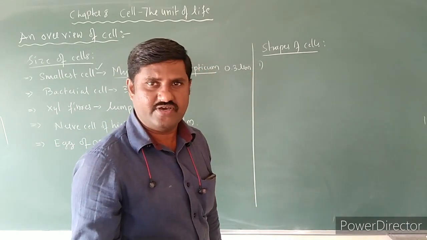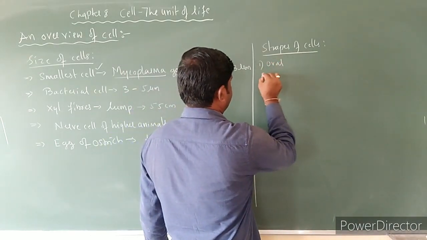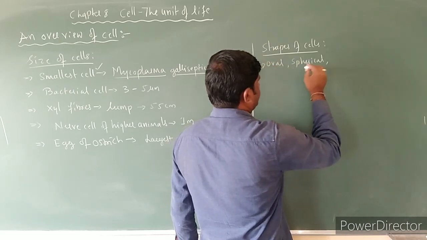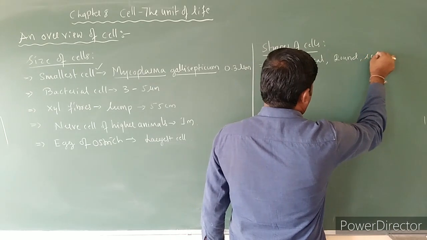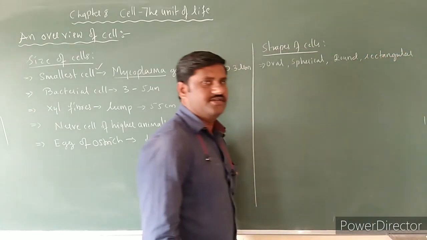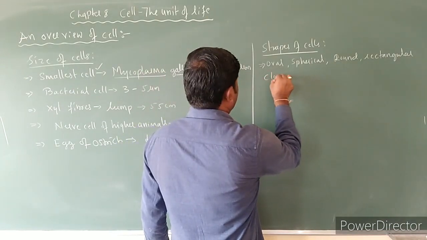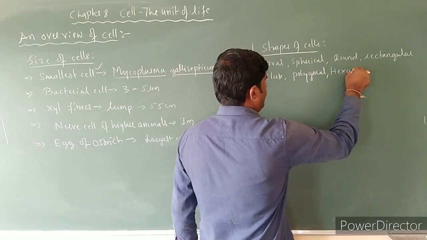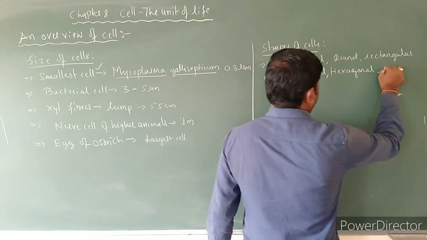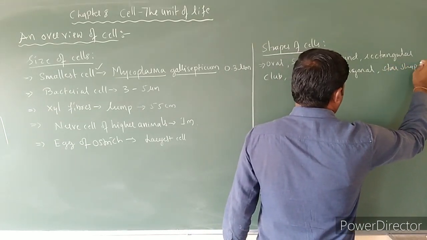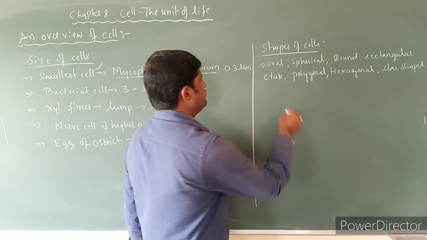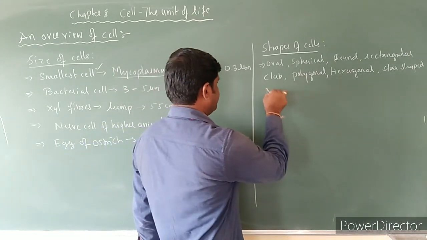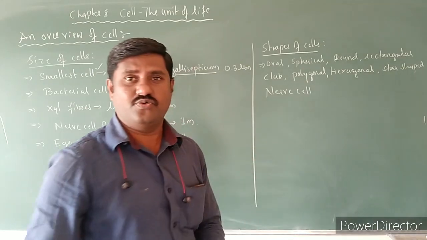Some of the cells which are common one we shall write over here. So oval, spherical, round, rectangular shaped cell, okay, and club shaped cell, polygonal, hexagonal, star shape, different shaped cells that we come across. One more is nerve cell. Nerve cell itself has its own shape, right?